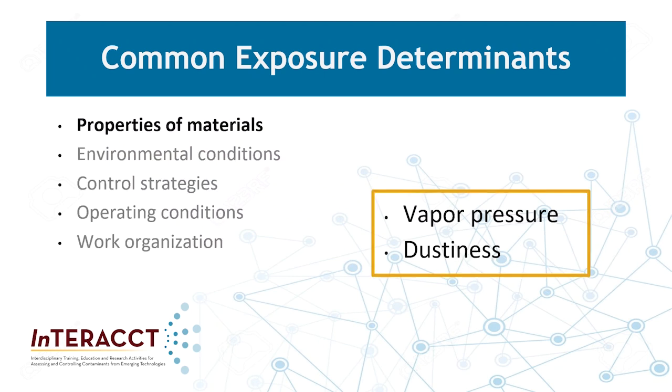Two properties of materials that are determinants of exposure are vapor pressure and dustiness. For the same process, a material with a lower vapor pressure or higher level of dustiness will tend to increase the emission of material into the air and thus increase exposure.